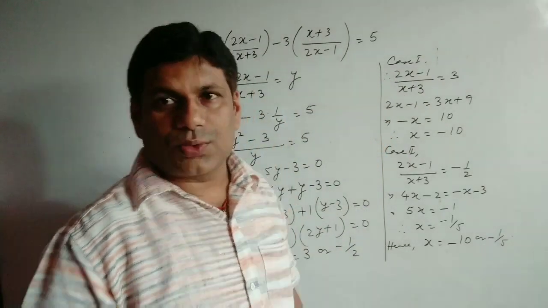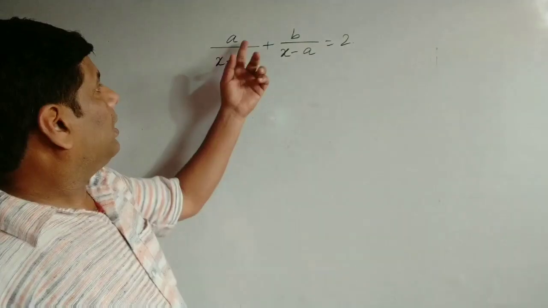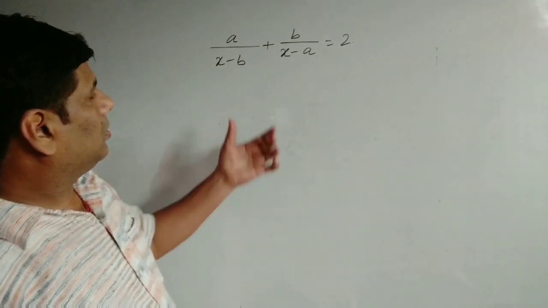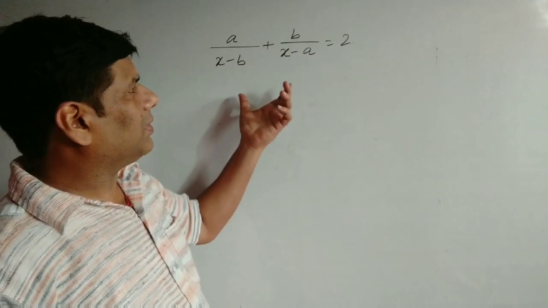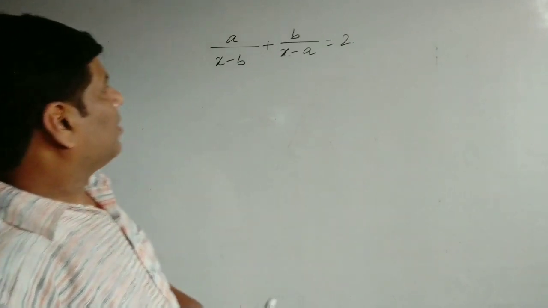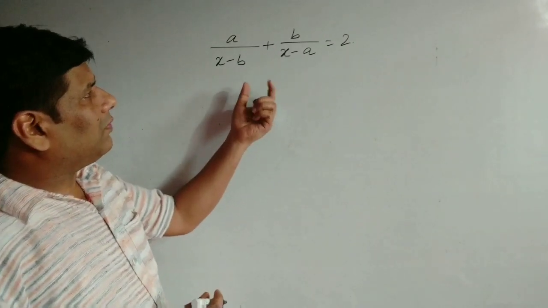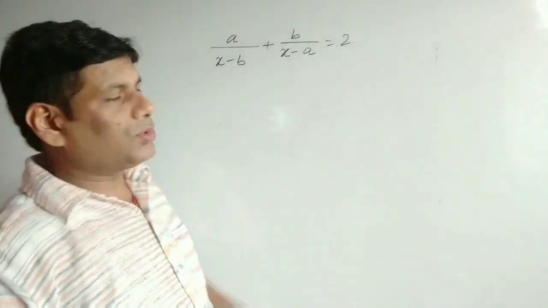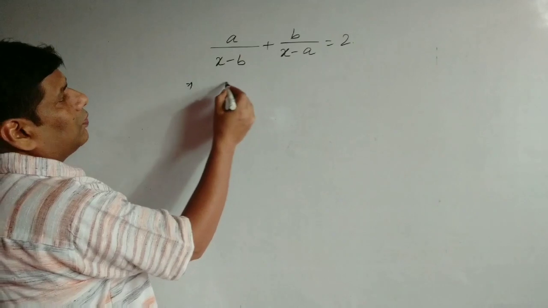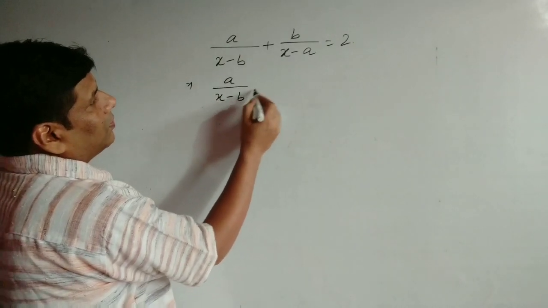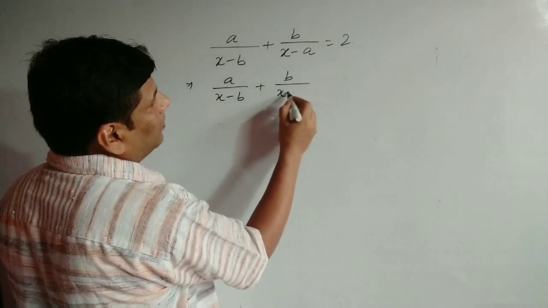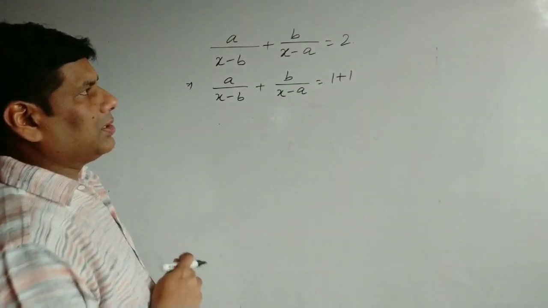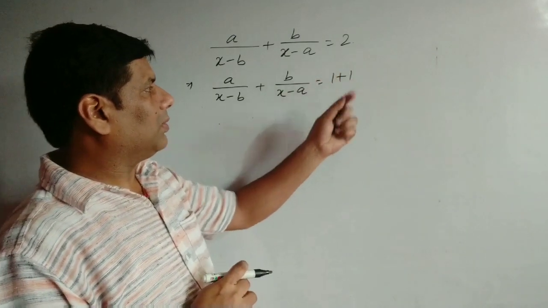Moving to our next question, we have a by (x minus b) plus b by (x minus a) equals 2. This is something different from other questions, because in this question if we directly take LCM and multiply, it will be a longer process. So what we will do in this case is write this 2 as 1 plus 1. We have to remember this. We have to write 2 as 1 plus 1.